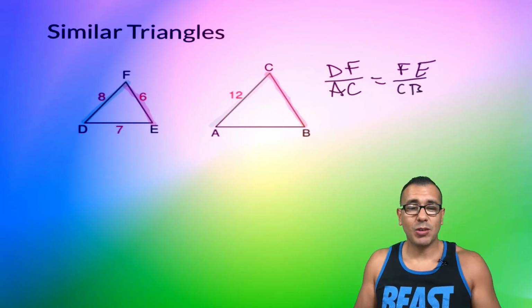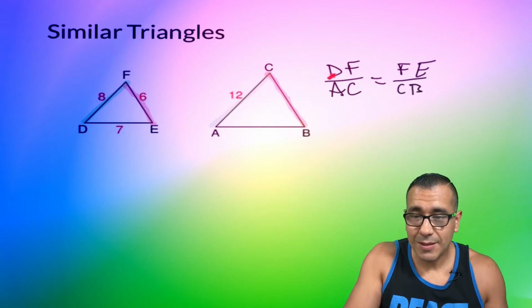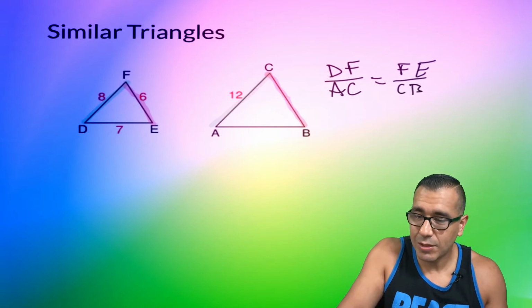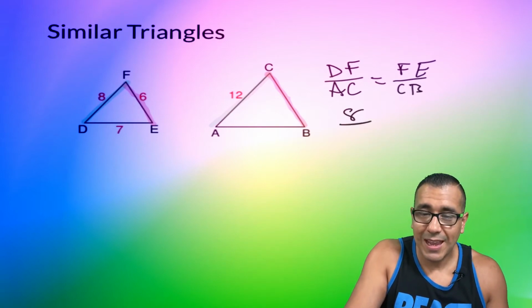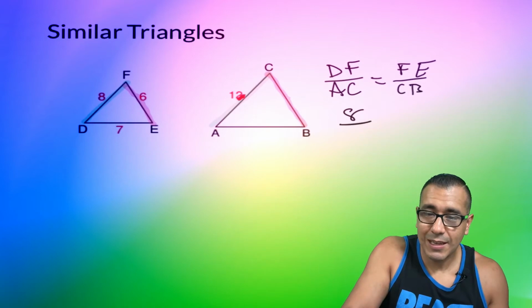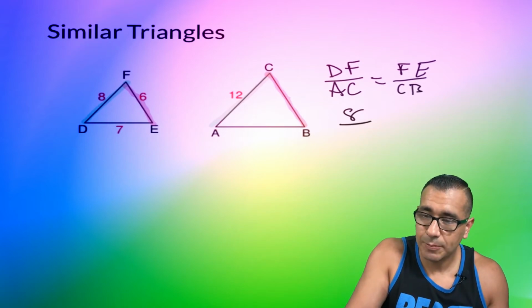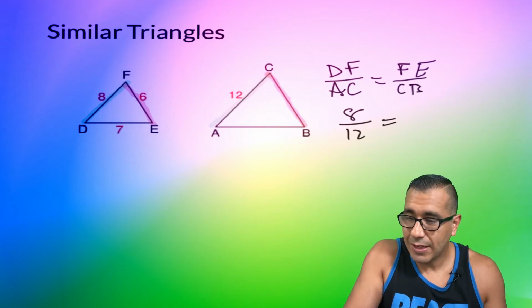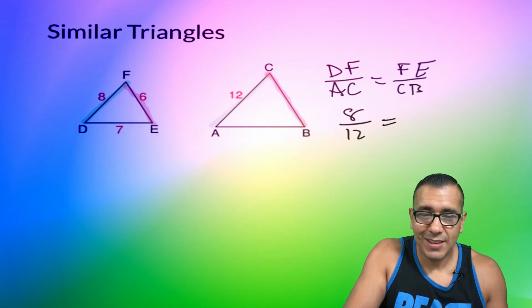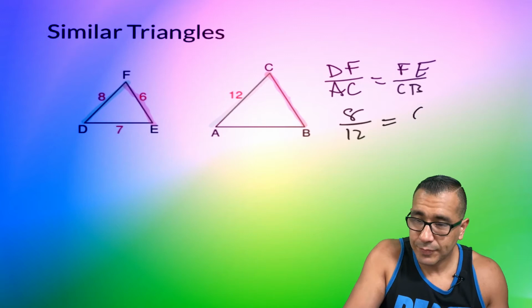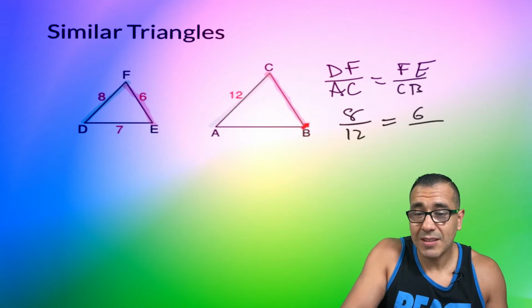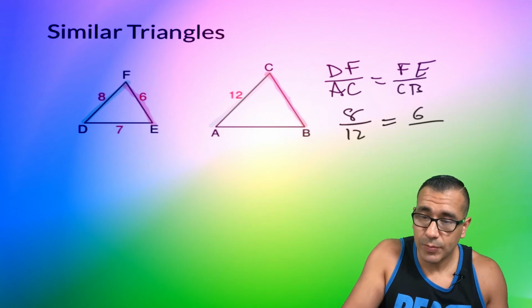All right, so let's go ahead and fill in the blanks. So DF here, we know that side is 8, so let's fill that in. And AC, right, the length of AC, that side is 12. So 8 divided by 12, and it equals FE, and that side is 6, divided by CB. And notice CB, that's one of the sides that we're looking for that we don't know. So we'll call that X.